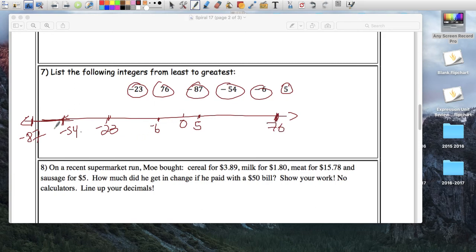So here's your order. The biggest number is 76. Second biggest is 5, then 0, then -6, then -23, then -54. So from least to greatest, -87 is the smallest. I'm sorry, yes. And then -54, then -23, then -6, 0, 5, 7. Okay.